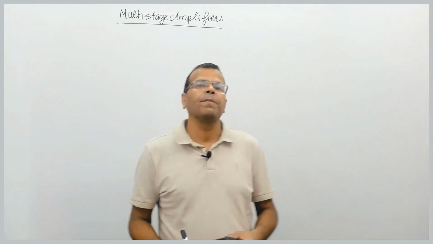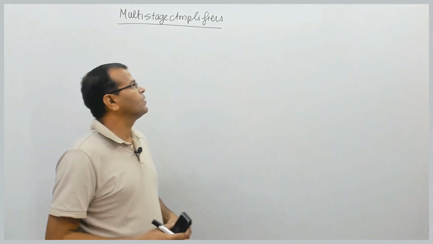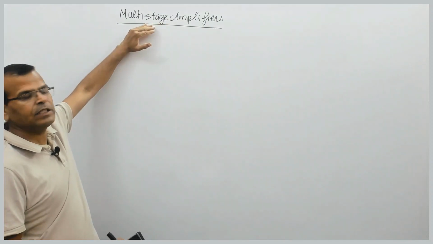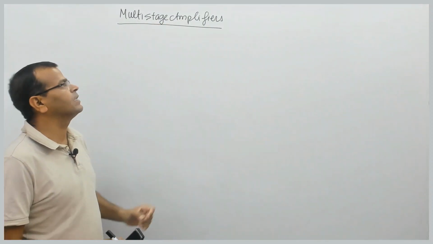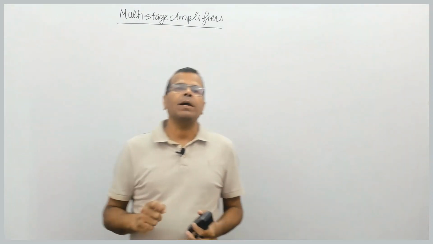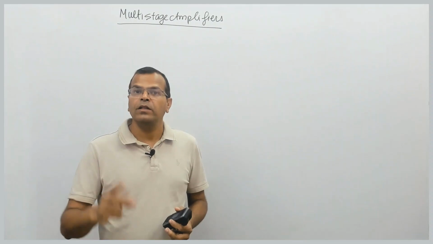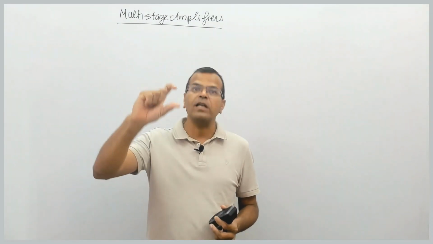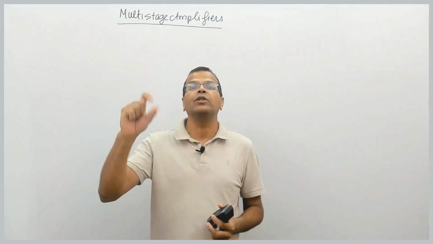Hello friends, now we will start with the next chapter of EDC and analog electronics, that is multi-stage amplifiers. Remember, the multi-stage amplifiers are used when the voltage gain of a single stage or current gain of a single stage is not sufficient.